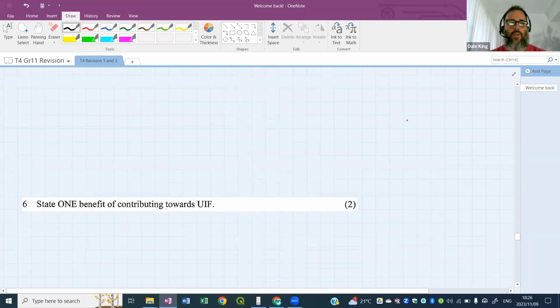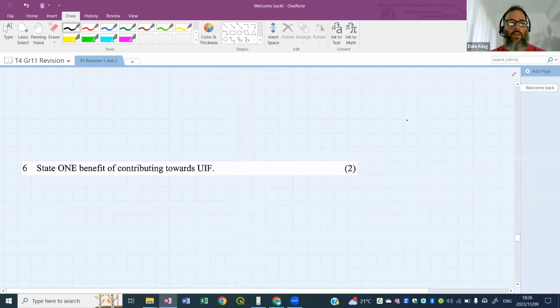Let's see what else we have here. Number 6, state one benefit of contributing towards UIF. We discussed that already. If you're unemployed, you can claim UIF to help replace a salary. So you can claim from UIF as insurance to help you if you don't earn a salary anymore. That's the whole point of UIF. Let's move on to the next scenario.